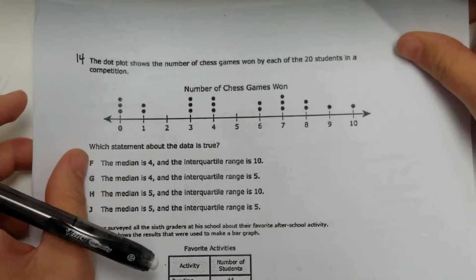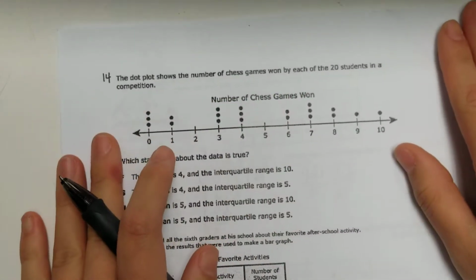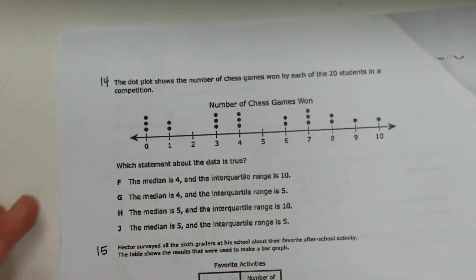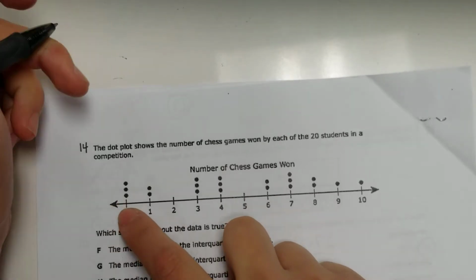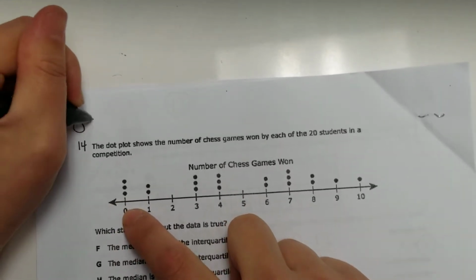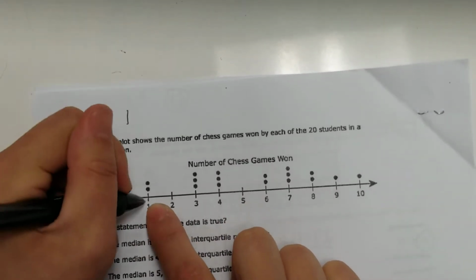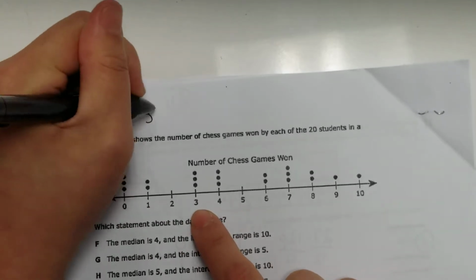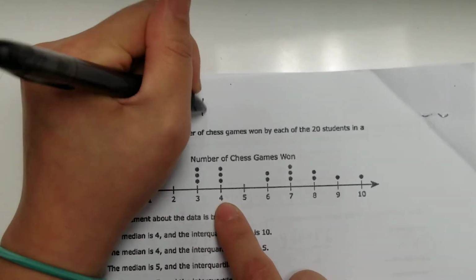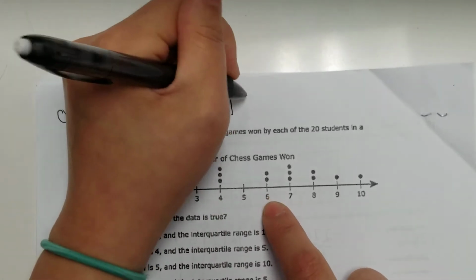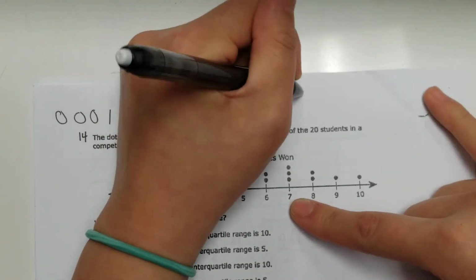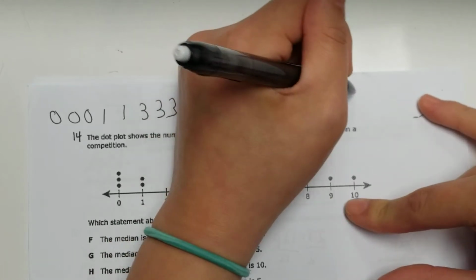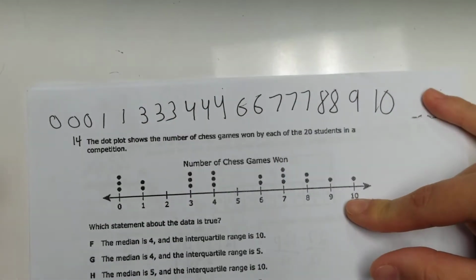These are our last 2. We have a dot plot, and it shows the number of games won. As soon as you see this, I'm not even going to do anything. I'm going to write down my numbers. I have 3 zeros. I have 2 ones. I have 3 threes. I have 3 fours. I have no 5s. I have 2 6s. I have 3 7s. I have 2 8s. I have 1 9, and I have 1 10.